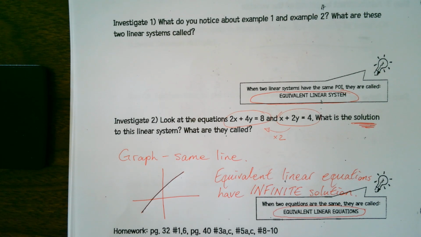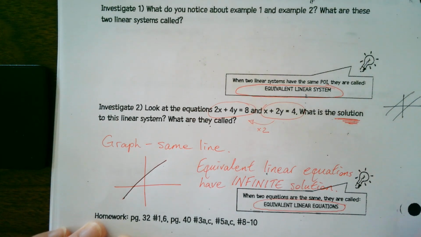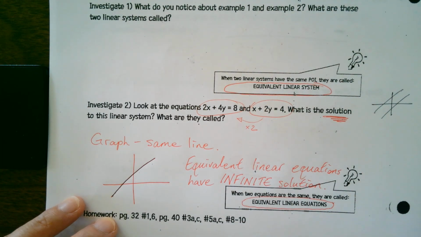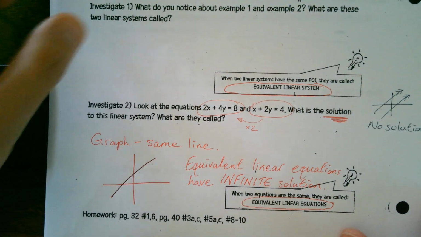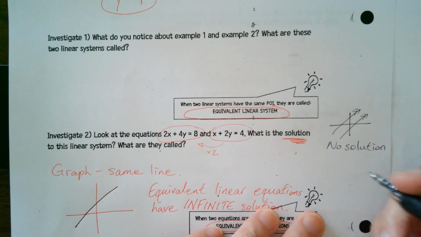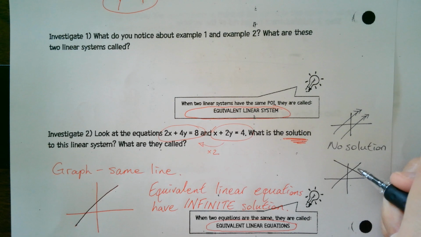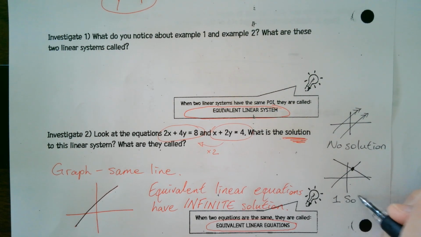Okay. While we're on this topic, what if two lines are parallel? If two lines are parallel, what is their intersection point? Right? Doesn't exist. There's no solution. So if two lines are parallel, there's no solution because they never cross. They don't cross. And then if it's the one that we're used to seeing, like this, for example, where there's one intersection point, we say that there's one solution.